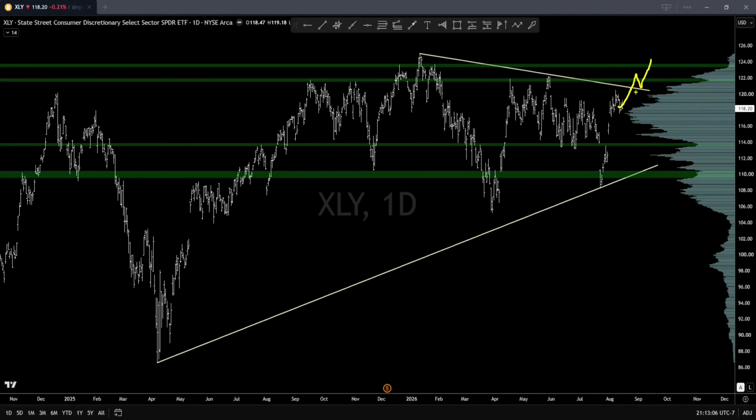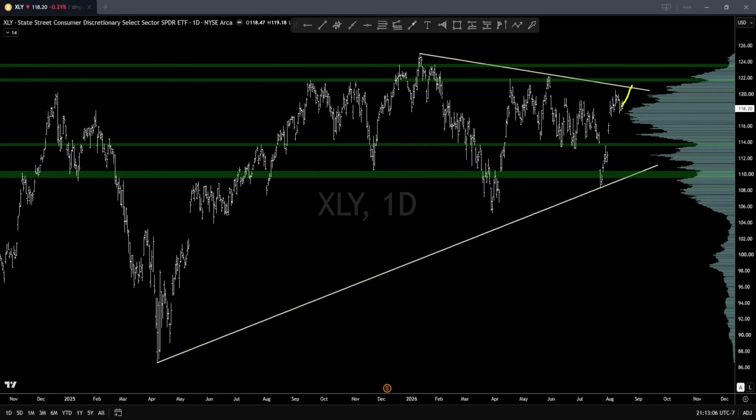But if it is unable to do that, then we're looking for it to come down and fill this gap here on the discretionary, come down to this 114 area and see if we get a little bit of a bounce and then come back down. Basically, we're looking for the price to come back down to the lower trend line, then look for a bounce for a little bit of a swing long back up. All right, so that's basically what we're looking at.